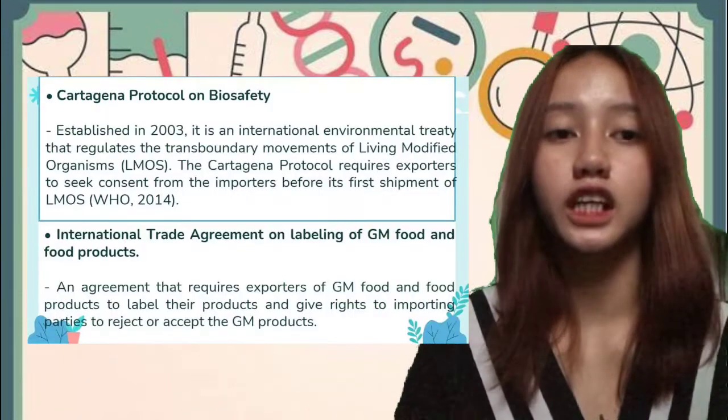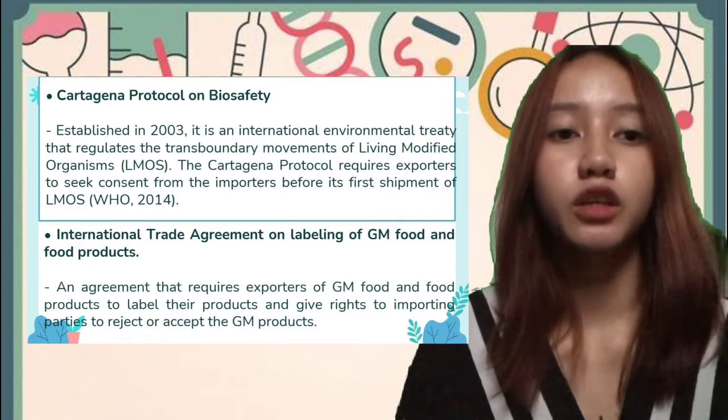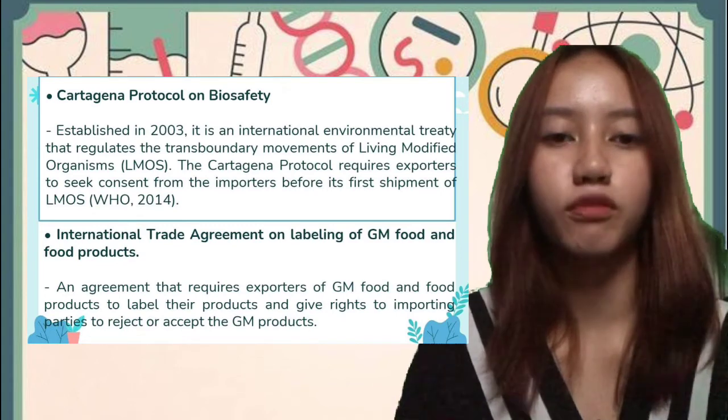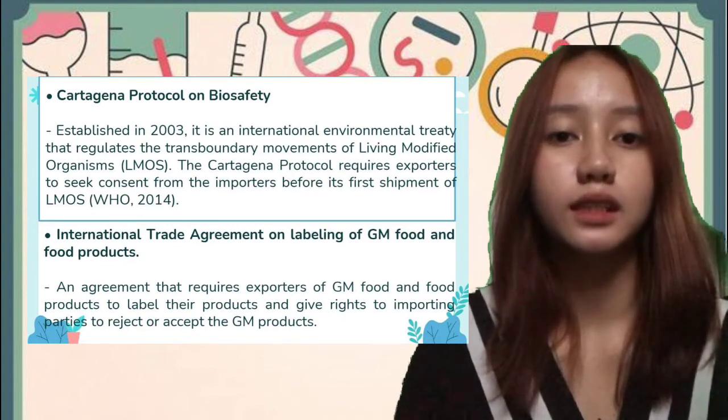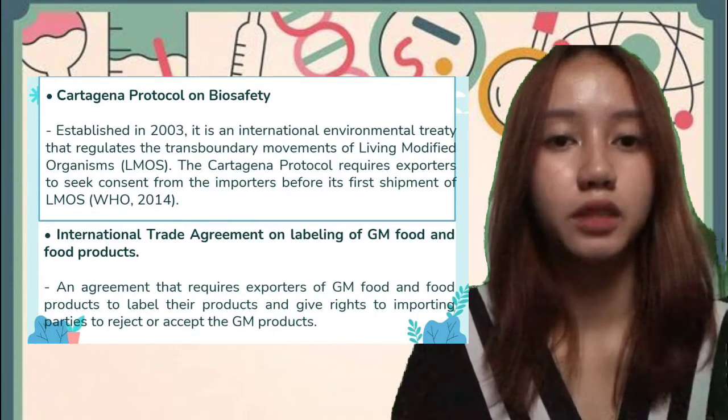The last one is the International Trade Agreement on Labeling of GM Food and Food Products, an agreement that requires exporters of GM food and food products to label their products and give rights to importing parties to reject or accept the GM product. So, customers always choose which product to eat. That is why GMO products should be labeled. The related issue is the need for certification agencies specializing in certifying the GM nature of a product. However, labeling may create confusion among consumers and add to the cost of GM products.